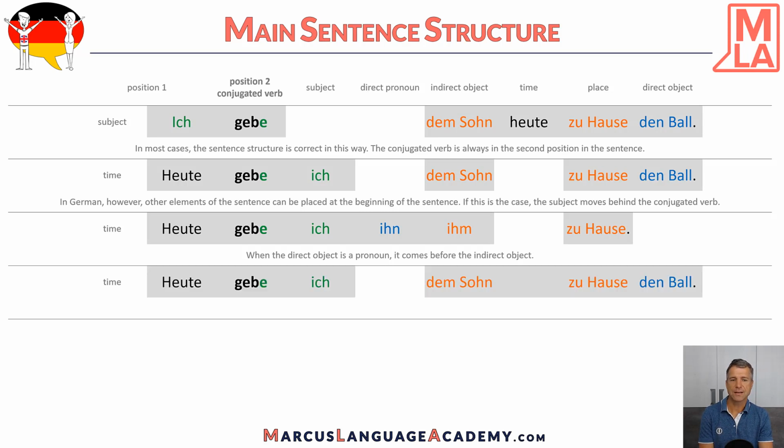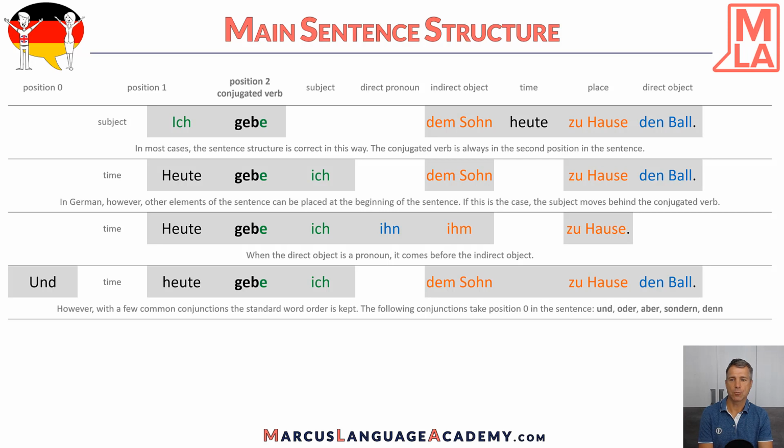So let's do another change. When we have, for example, the word und, there are some conjunctions, they take position 0. I call it position 0, like und, oder, aber, sondern, denn. Und is and. It's actually no information at all, so it doesn't count. So the sentence would be und heute gebe ich dem Sohn zu Hause den Ball. So we just put und in position 0 and the rest stays the same.